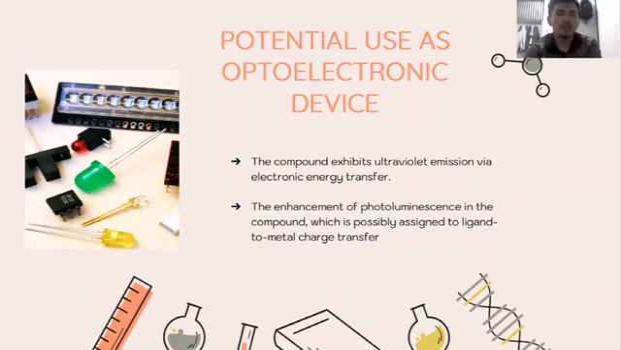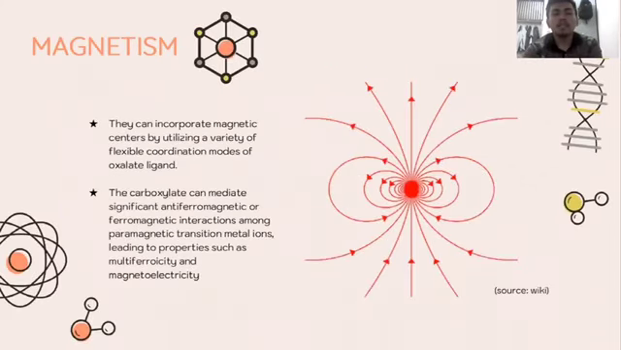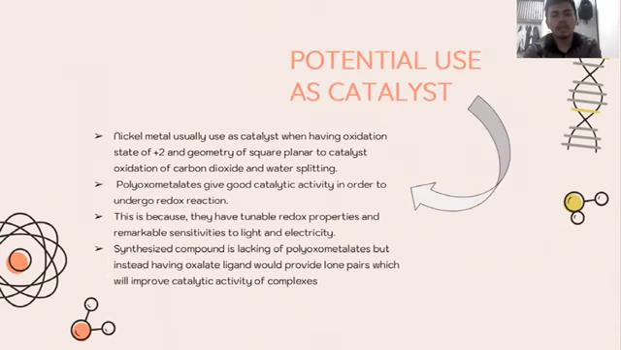An optoelectronic device is a semiconductor, but specifically in this case, it can be used as a semiconductor that can produce light. Next, the application of this complex is to use as a magnet, as this complex can produce a magnetic field alongside it. Last but not least, this complex can be used as a potential catalyst which can oxidize carbon dioxide and water splitting.